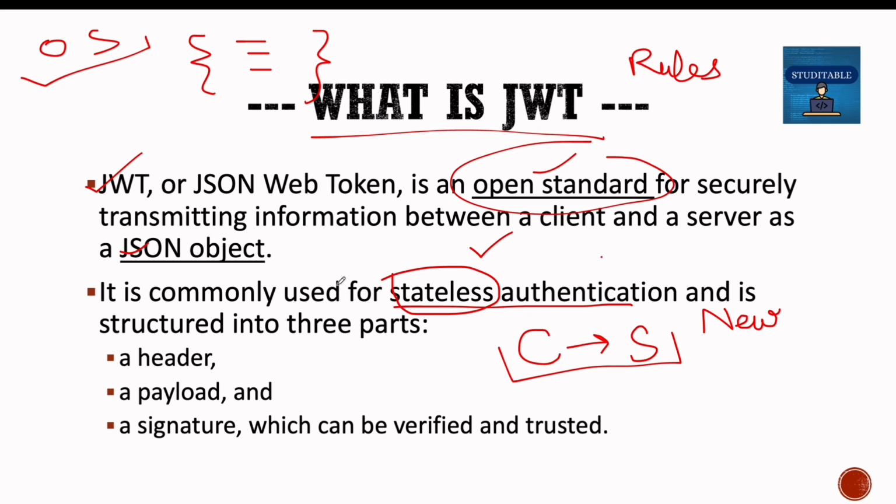So JWT uses stateless authentication through the use of HTTP, which is also a stateless protocol, and the token is structured into three parts: a header, a payload, and a signature. So what are these three? Let's see. The header consists of the type of the token and the algorithm that is being used. It is enclosed in curly braces, and it has the algorithm that is being used, typically HS256 or SHA256, or RSA, and the type, that is, the type is JWT. So these two are there in the header, which defines what algorithm is used and the type of the token.